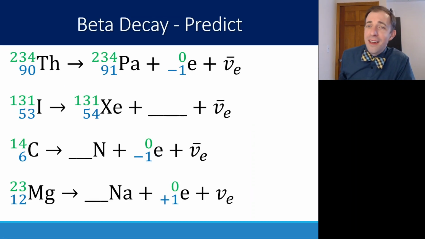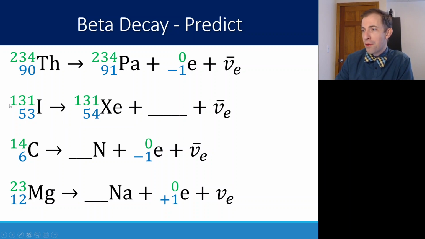All right, so looking at all of the beta decay together, we can use that to predict just like we did with the alpha decay. So here, this first one is already done for us. Thorium decays into protactinium, producing this -1 electron and the antineutrino. You'll notice here that the numbers still work. So 234 is equal to 234 plus 0. There's no mass to the electron. 90 is equal to 91 minus 1. So the math still works there.